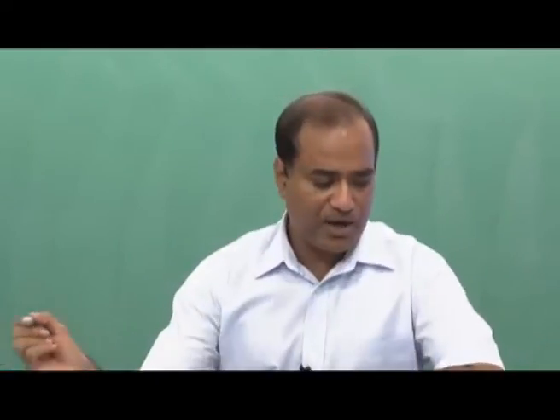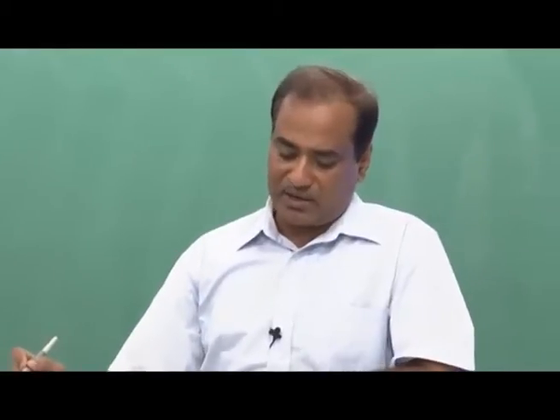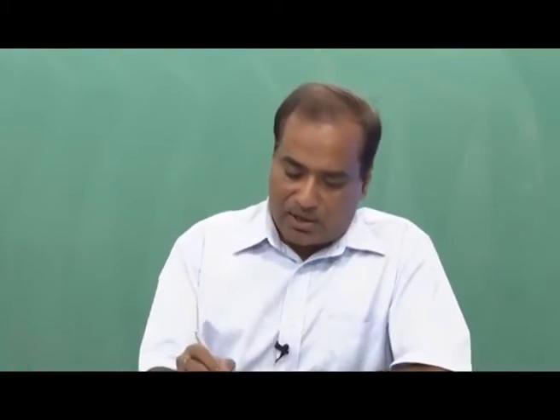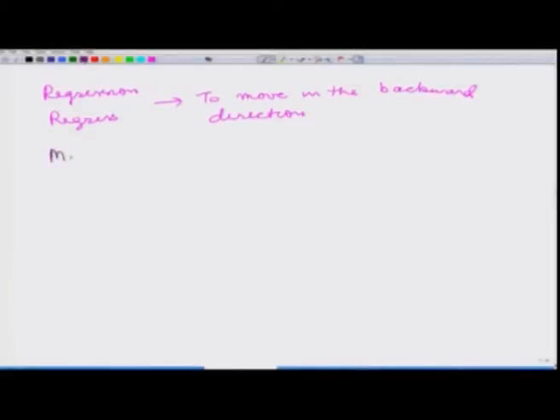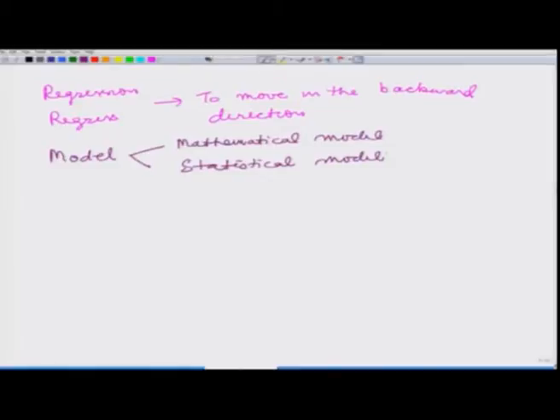Now if I come to another aspect, let me say something about models. There can be two types of model. One is the mathematical model, and the other is the statistical model. Well, what is the difference between the two?